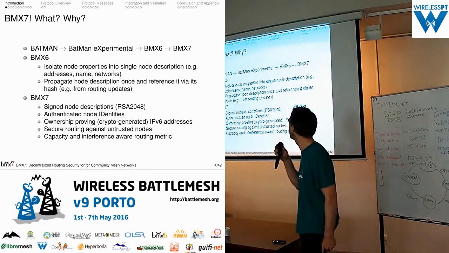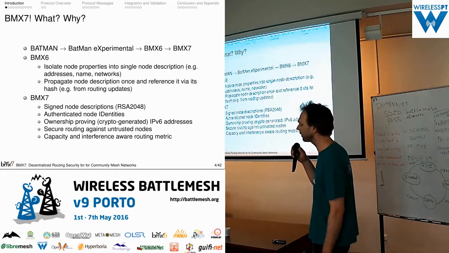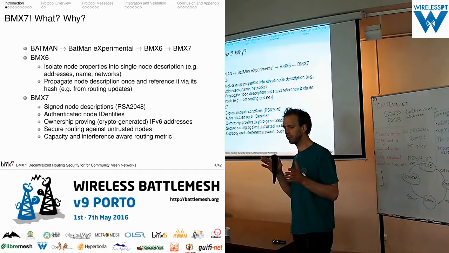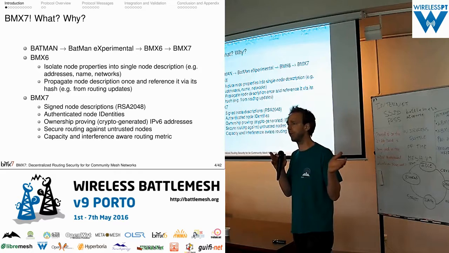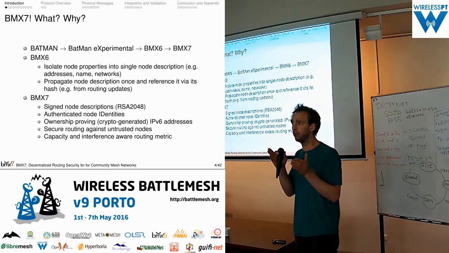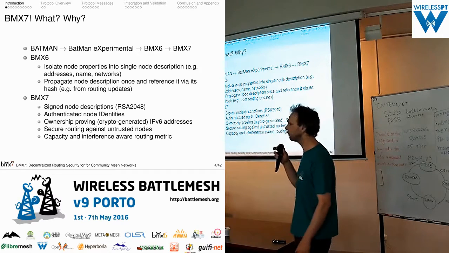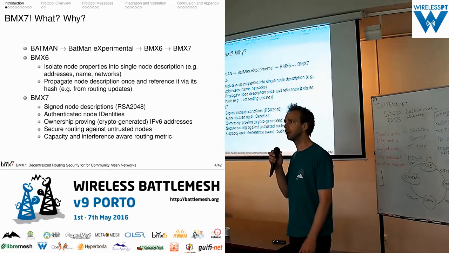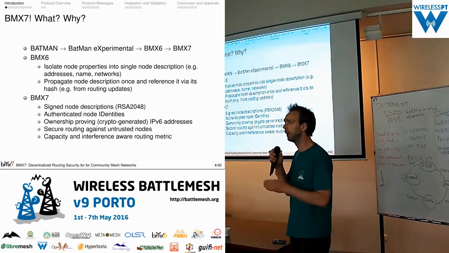In BMX6, the main new thing was that nodes isolated static information. In Batman we put everything in routing updates or OGM messages, so they could become very long and limited if you have many announced networks. BMX6 started to isolate this kind of static information. For example, interface addresses or announced networks usually don't change, so you don't have to retransmit them with every routing update, which ends up in the same end device anyway.